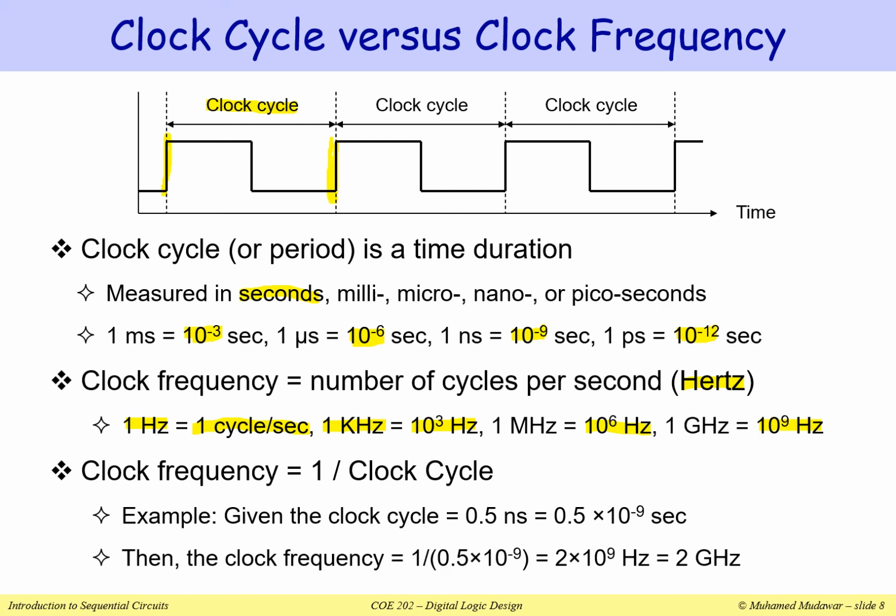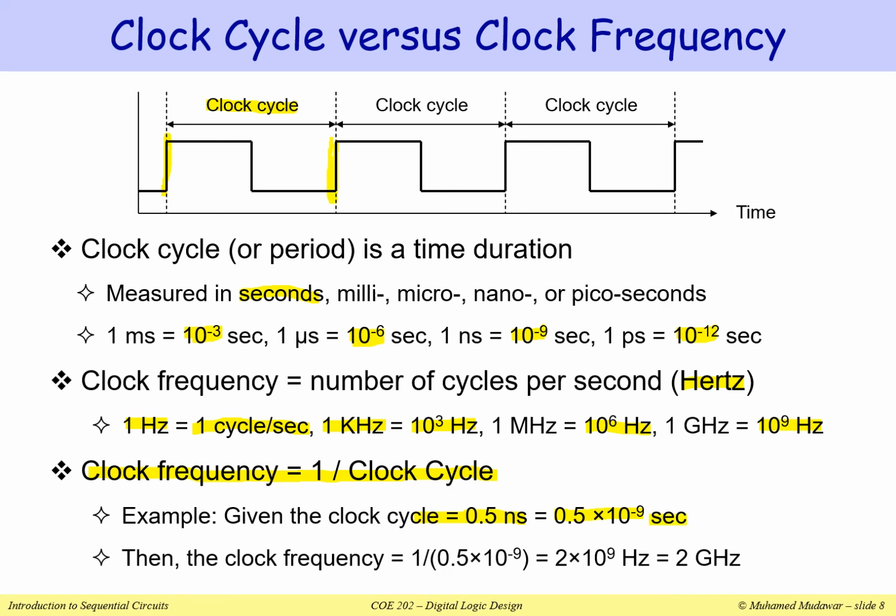Now, we can always relate the clock frequency to the clock cycle. So the clock frequency is defined to be 1 over the clock cycle. That's the definition of the clock frequency. So for example, if the clock cycle is 0.5 nanoseconds, that's the time duration of a single clock cycle. We can convert it always to seconds by multiplying by 10 to the power negative 9. In other words, we are dividing by 1 billion. So that's 0.5 times 10 to the power negative 9 seconds.